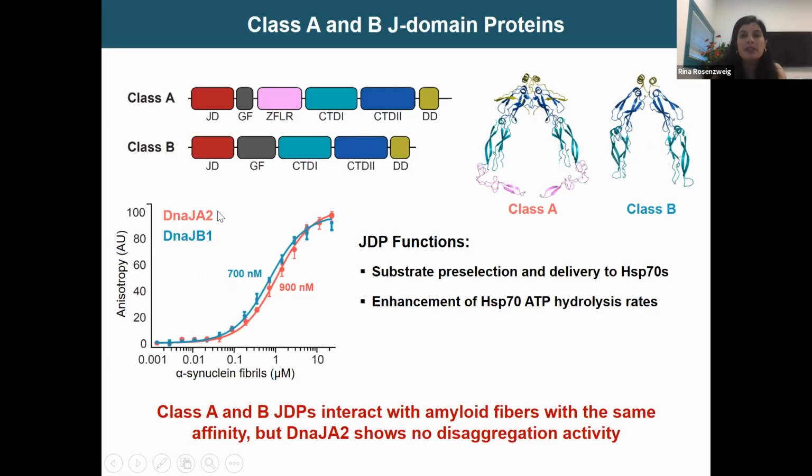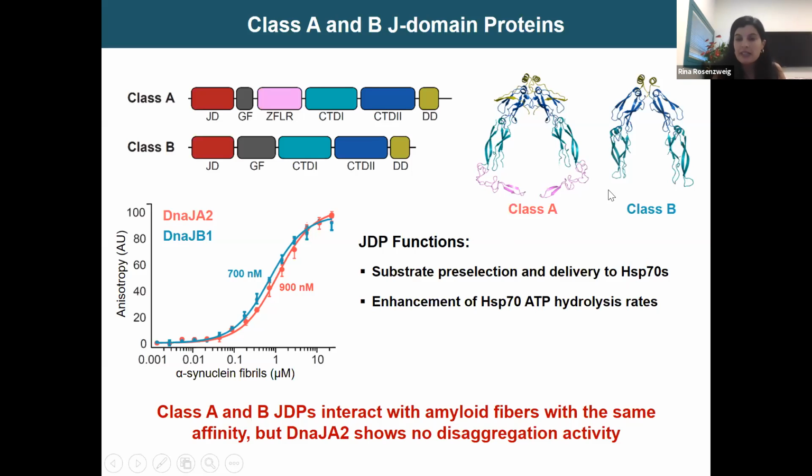And we used class A member DNAJA2 and class B member DNAJB1. And we tested their binding affinity to alpha-synuclein fibers characteristic of Parkinson's disease. And we found that, in fact, both A and B bind to the fibers with pretty much similar affinity. And yet class A shows no disaggregation activity.